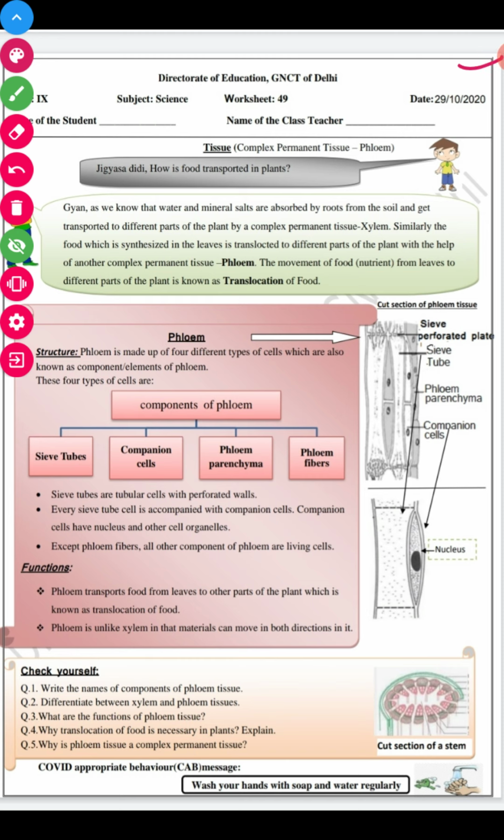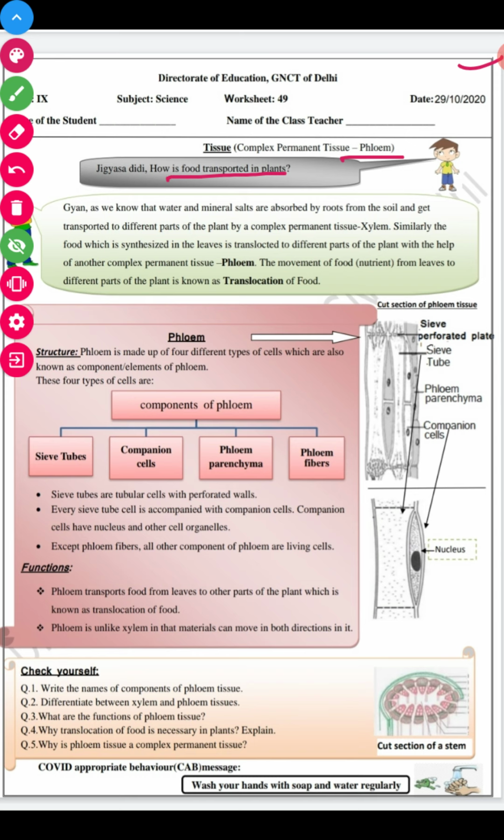As you know, we are already discussing the complex permanent tissue, and we have already done the tissue xylem. Today, we will discuss phloem. Okay. Gyan asked, how is the food transported in the plants?